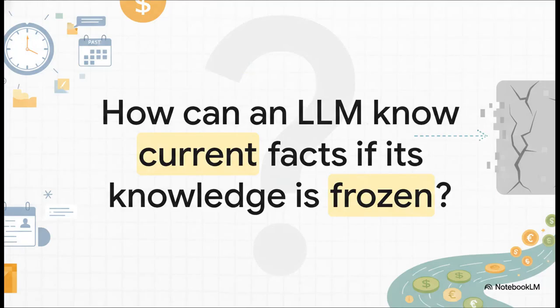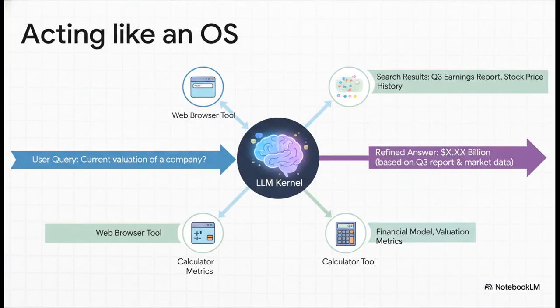To get what I mean, let's ask a simple question. We know an LLM's knowledge comes from pre-training, which happened in the past. Its knowledge is frozen. So, how could it possibly know the current valuation of a company like Scale AI? The short answer is it can't, not by itself anyway. And this is where the new paradigm just clicks into place.